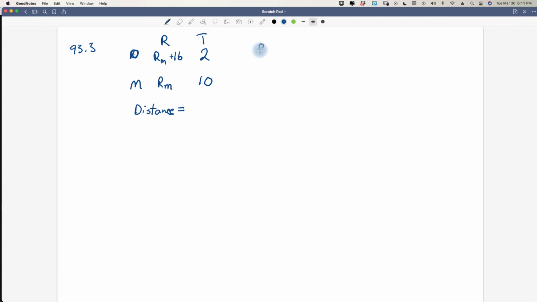So we have the rate of Durant times the time of Durant equals the rate of Medill times the time of Medill. And it's important you always keep the same subscripted variable on the same side. Okay, so the rate of Durant was Rm plus 16, and the time of Durant was 2. The rate of Medill we don't know, but the time of Medill was 10. All right, so let's distribute. We have 2Rm plus 32 equals 10 times the rate of Medill.